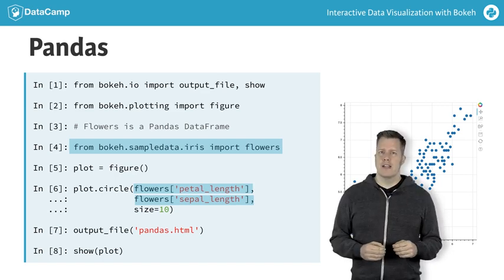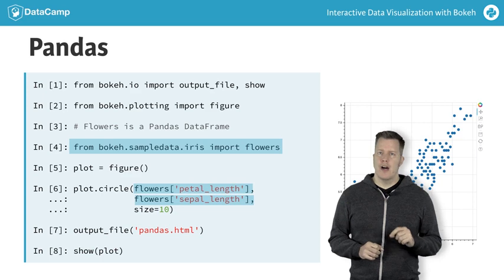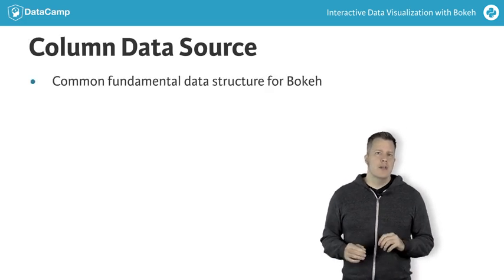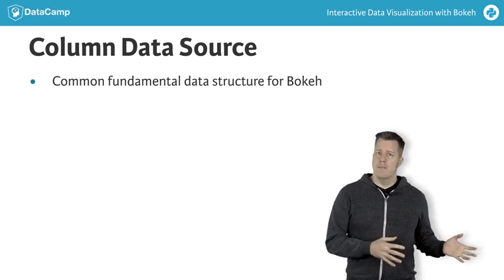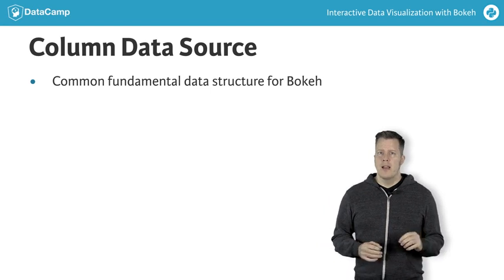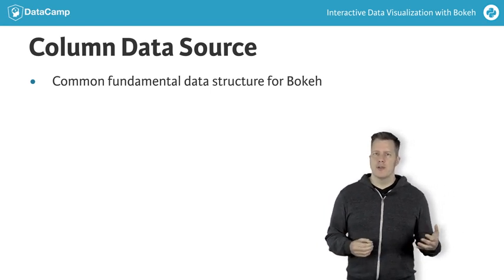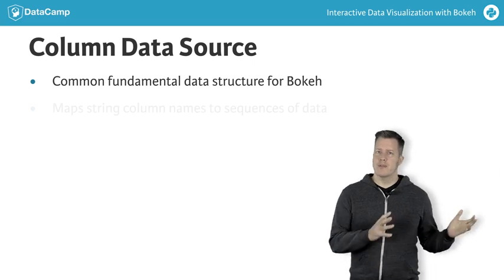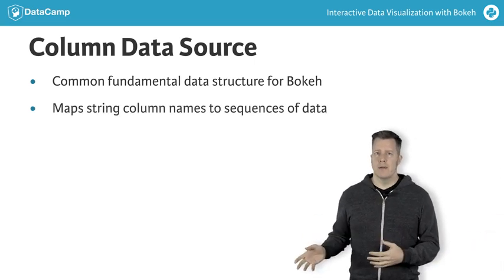Now it's time to talk about a data structure that is central to Bokeh, the column data source. This data structure is used extensively in Bokeh. It is what takes care of getting your data from Python to the final JavaScript and HTML document that is displayed to users. Essentially, it's a stripped-down, simpler version of a data frame. It has a .data attribute that is a Python dictionary which maps string names to sequences of data.